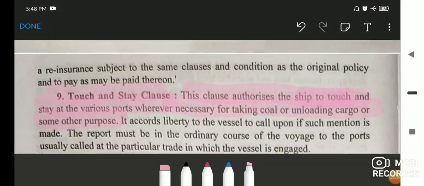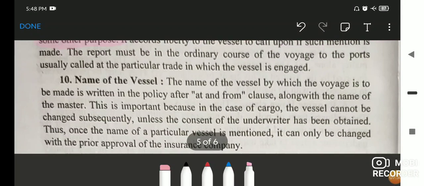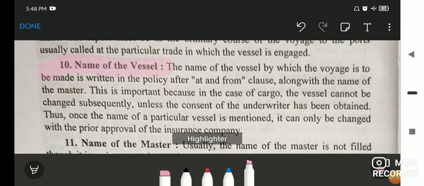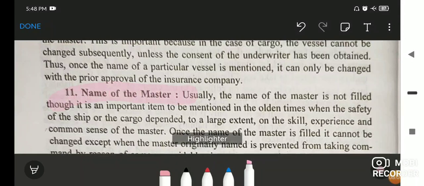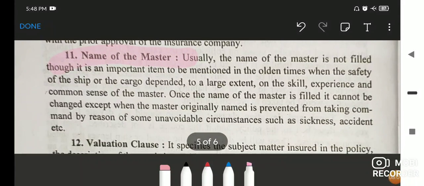This delay that will be caused in completion of the voyage, for that purpose the touch and stay clause is valid. If any mishappening occurs when the ship is at port for the purpose of getting the coal or for loading or unloading of cargoes, in that case if there is any loss that is happening, the insurance company will pay the claim under this particular clause. Next is name of the vessel, under which the name of the vessel is exactly mentioned in the policy. Next we have the name of the master. This policy is taken on the name of the master of the ship.